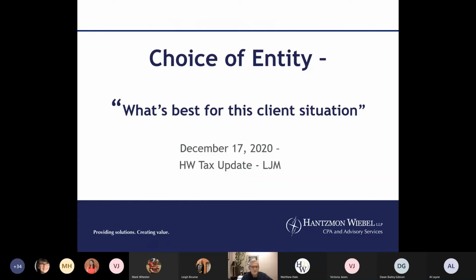This is choice of entity, as the slide says. I'm not sure, because I've got part of my screens covered, who all's on the call, but welcome to anybody with Hansman Weeble and some of our outside guests. For the next 50 minutes, we'll be talking about the choice of entity.